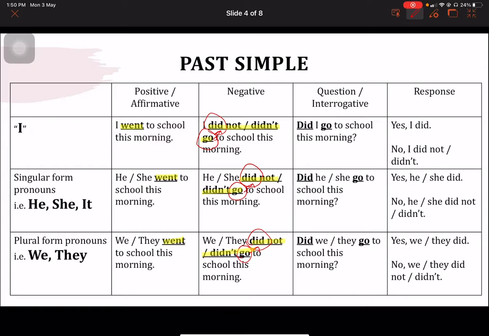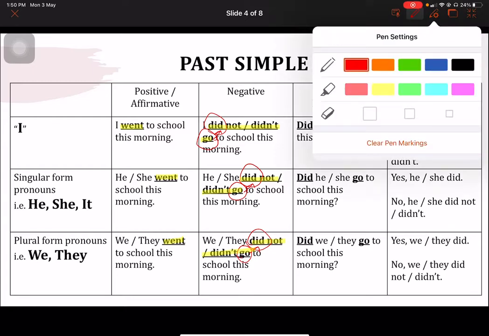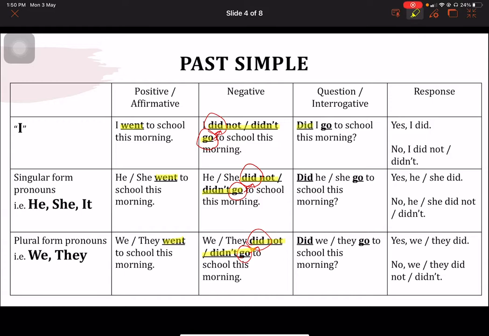How about the question or interrogative form? Again, here, did go. Because of the word did, here you retain the root form. You look here, the ones that I already mentioned, and again, very simple responses. You don't have to write long responses.